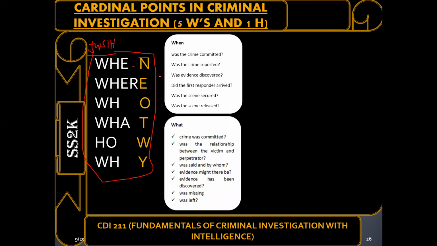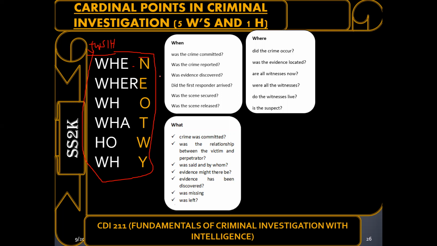We have also what crime was committed. Okay, ano yung specific na crime? What was the relationship between the victim and the perpetrator? Magkamag-anak ba yan? Tatay ba ng biktima yung offender? So, what was said and by whom? What evidence might there be? What evidence has been discovered? What was missing? What was left? And so on, no? We have also the cardinal question where did the crime occur?